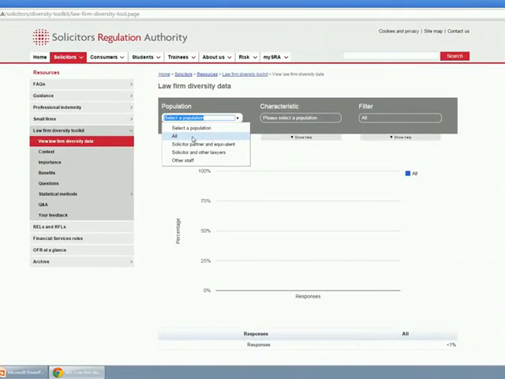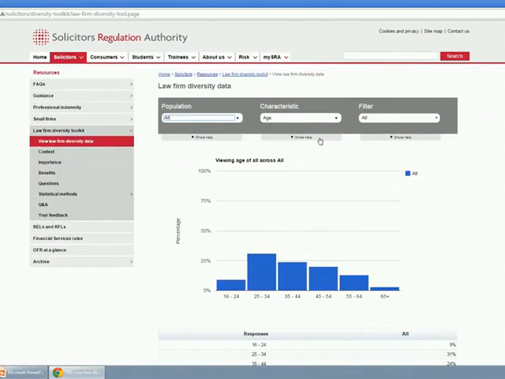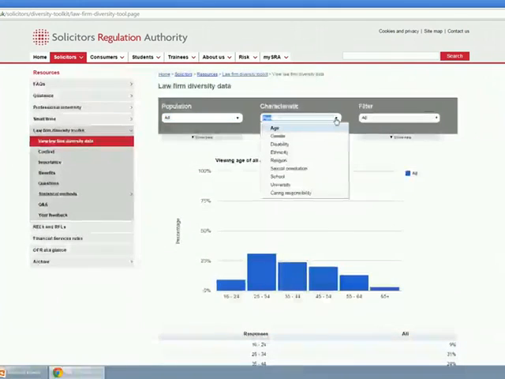I can look at everyone if I select the All button, or I can look at just partners and equivalents. I can look at solicitors and other qualified lawyers, or I can look at other staff, which includes secretaries and administrative staff. But for this example, I'm going to start off by looking at all. The default setting is on age, but for the example I'd like to show you, I'm going to select ethnicity. But here you'll see all of the different diversity characteristics that we can look at in the tool.